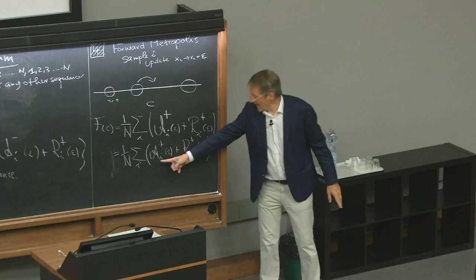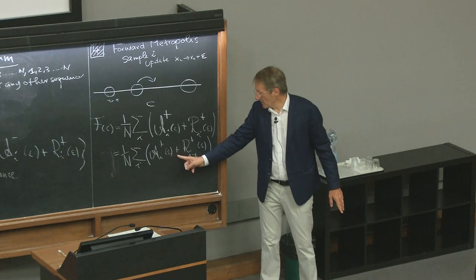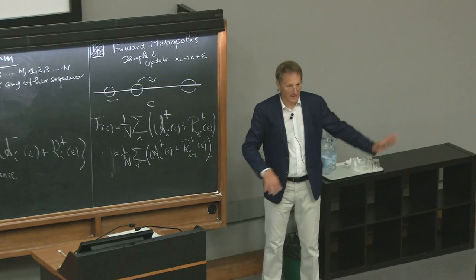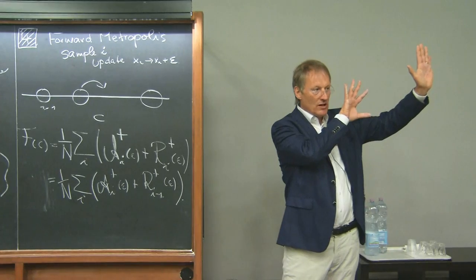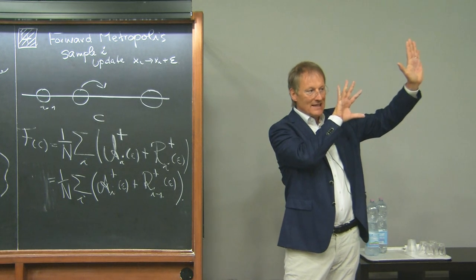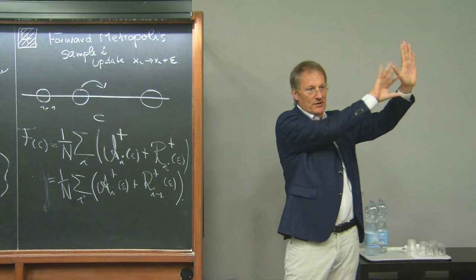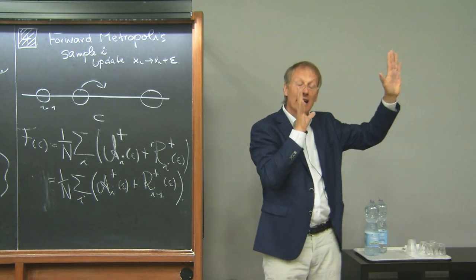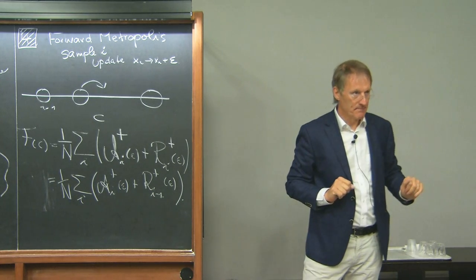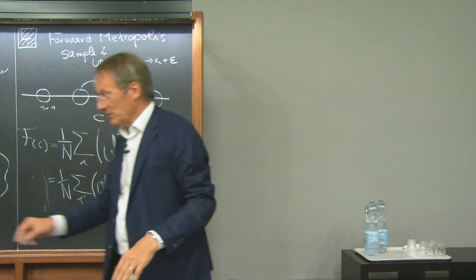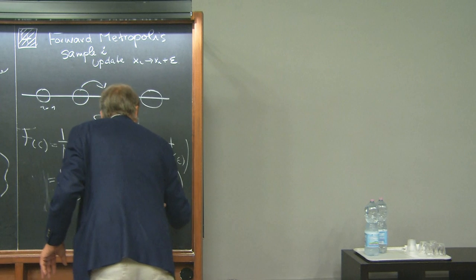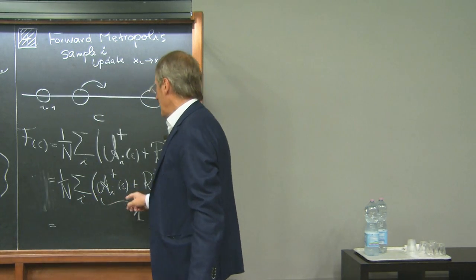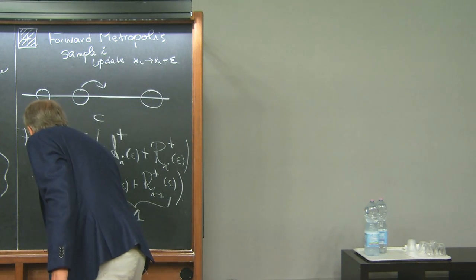So this means that A_I of epsilon plus R, the rejection of I minus 1, is equal to 1. Let me do it again. So epsilon is small. That means that A_I of epsilon is 1, and then if I move this one by epsilon, I would actually go there. So these two are equal to 1. And this means that I have 1 over n, sum over I, times 1, which is equal to 1.